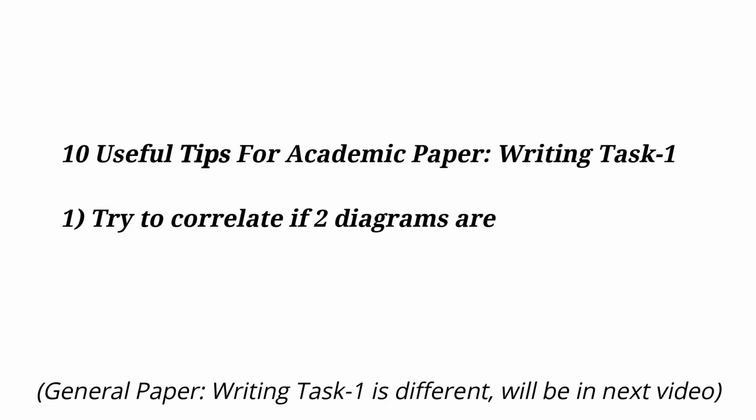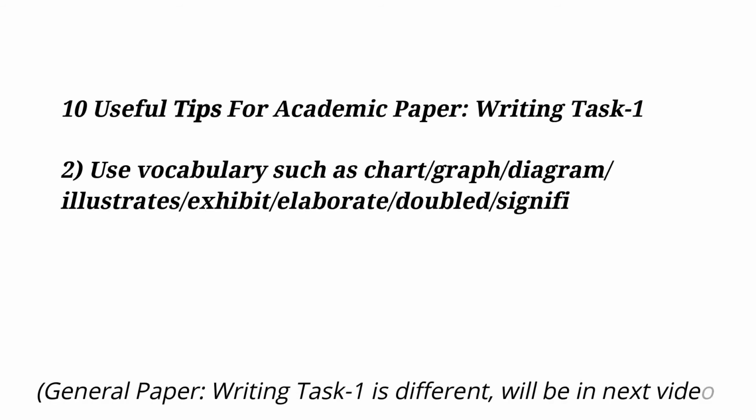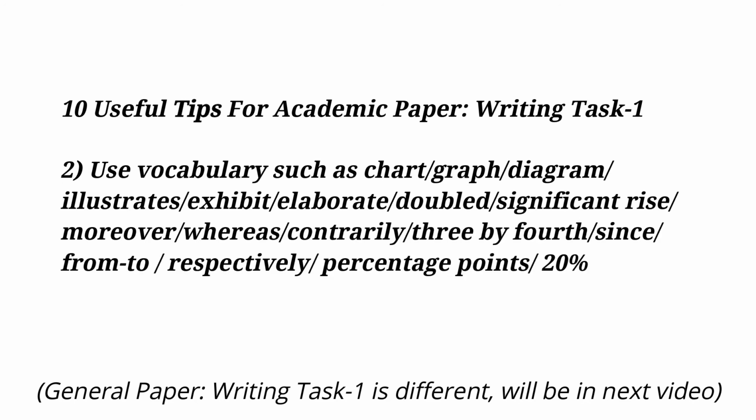Now let's look at some useful tips to score higher bands. The first tip is to try to correlate if two diagrams are given. The second tip is to use words like chart, graph, diagram, illustrates, exhibits, elaborates, significantly rise, moreover, whereas, contrarily, three-quarters, from, to, respectively, such as to describe a chart with wording. This chart illustrates the significant rise in the values of A and B, contrary to diagram number 2, which shows the decrease in the consumption.